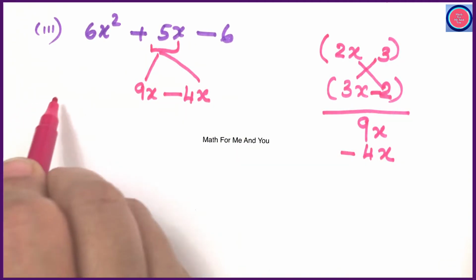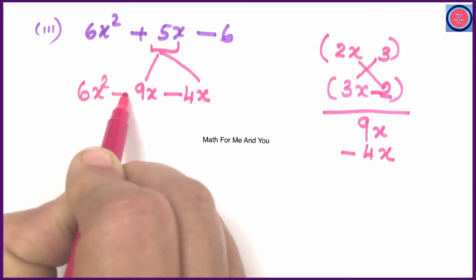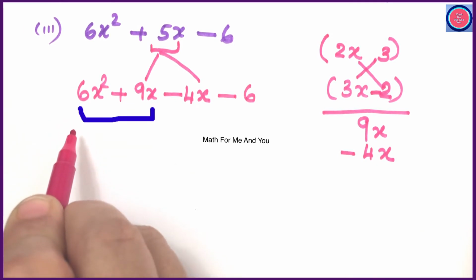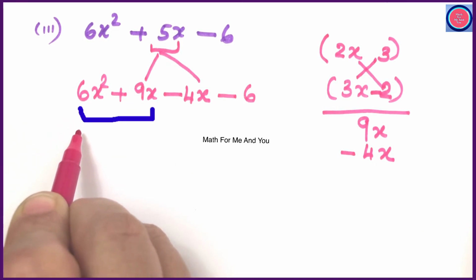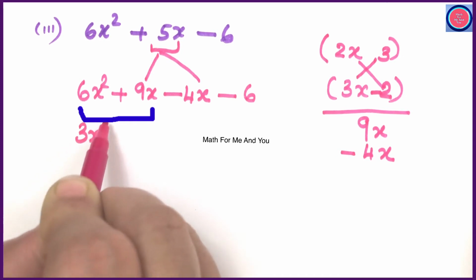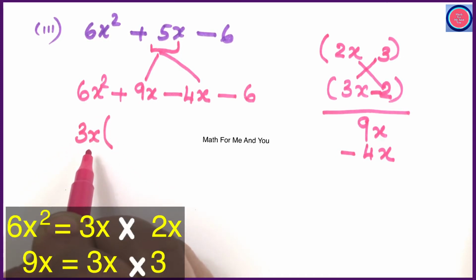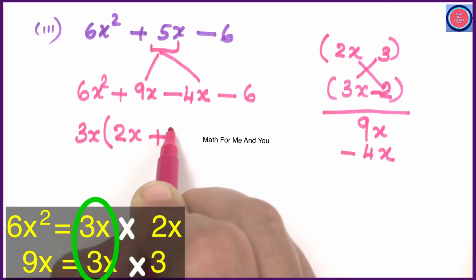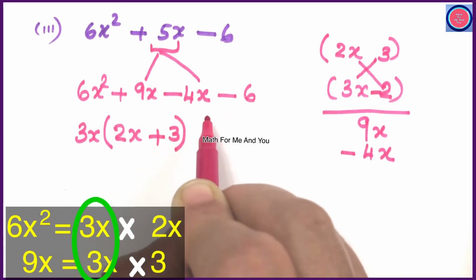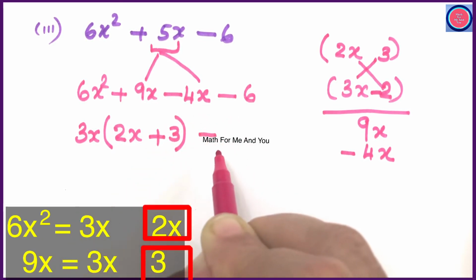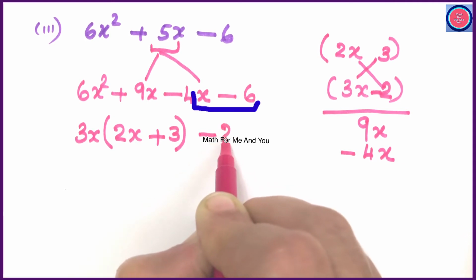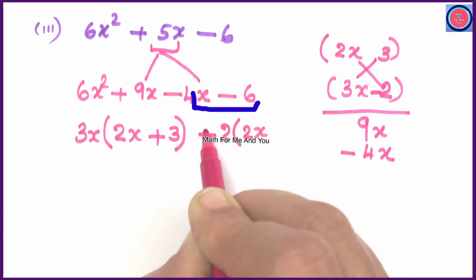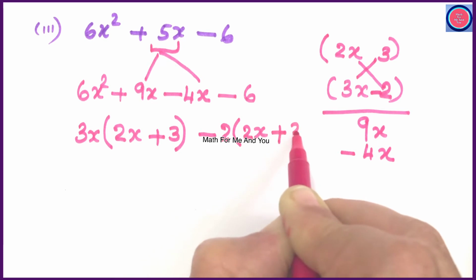What about the first term? Write it the same. Also the last term, minus 6, we write the same as it is. And from the first two terms, we can write the common factor. What is the common factor here? 3x, because 6x square is 3x times 2x and 9x is 3 times 3x. When we take 3x outside, the remaining terms, first term is 2x and the second term is plus 3. From the last two terms, we can take minus 2 as common factor so that inside the bracket we get the same term 2x plus 3.